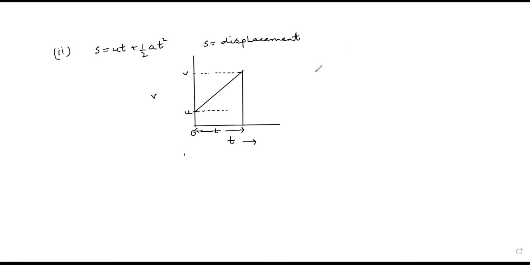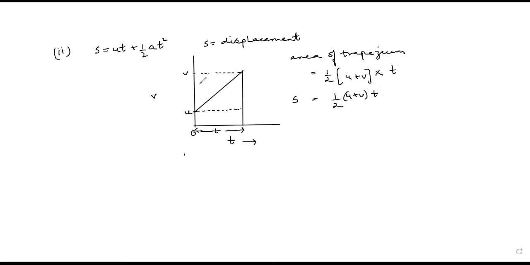So there are two methods of finding the area. Either you can find the area of the trapezium, or find the area of the triangle and the area of the rectangle. Let me use the area of the trapezium method. Area of a trapezium is equal to half the sum of the parallel sides times the distance between them. One parallel side is u, another one is v, and the perpendicular distance between them is t. So we will write t over here. So we have s = 1/2 (u + v) t, and the area gives us distance.